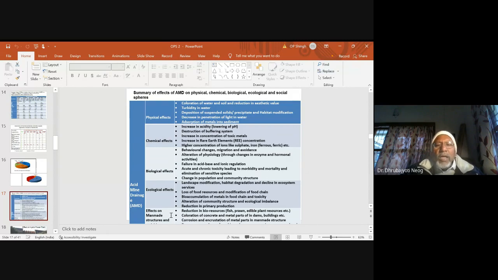And then it has several social impacts. For example, if rivers become devoid of fish or prawn or edible plants, then people are affected. So acid mine drainage affects in physical, chemical, biological, and ecological ways, and all together they affect human beings.